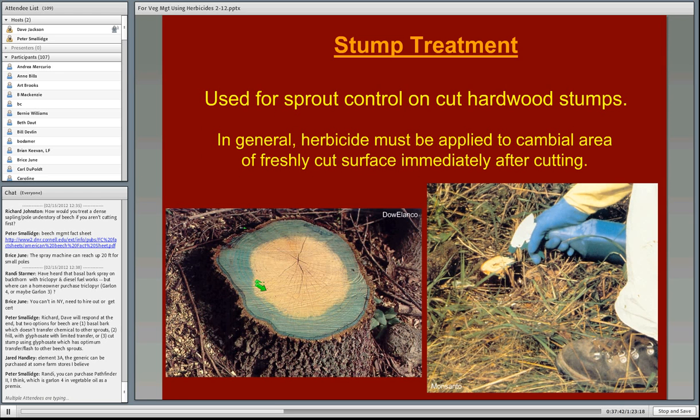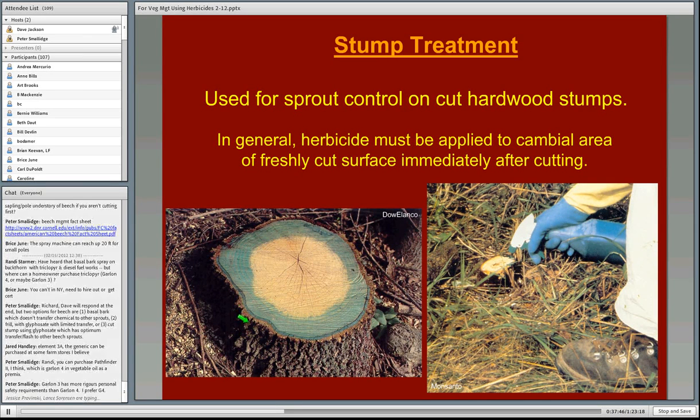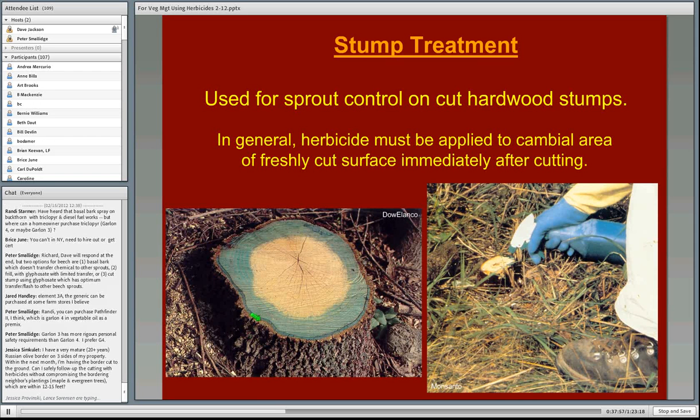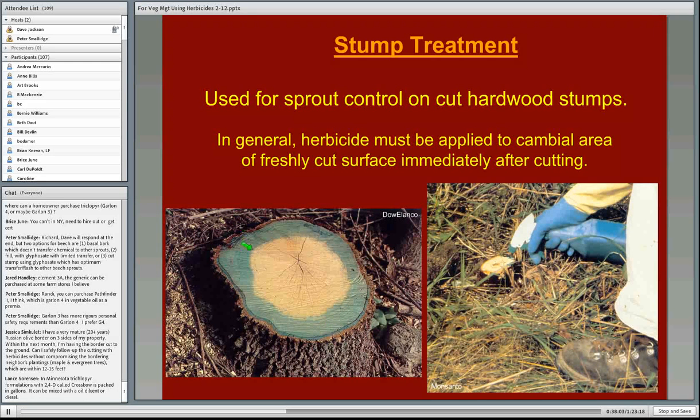If you're using an oil-based product, you can actually come back a month later, but then you're treating the sides as well as that cambium layer right around the outer portion of the tree here. With the oil base, you can come back later, but you have to treat the sides and that cambium ring as well. Water based, treat it when it's fresh, immediately after it's cut, and all you have to do is spray that cambium layer.